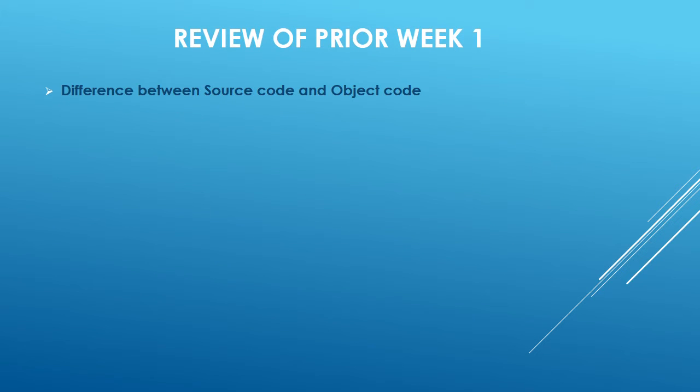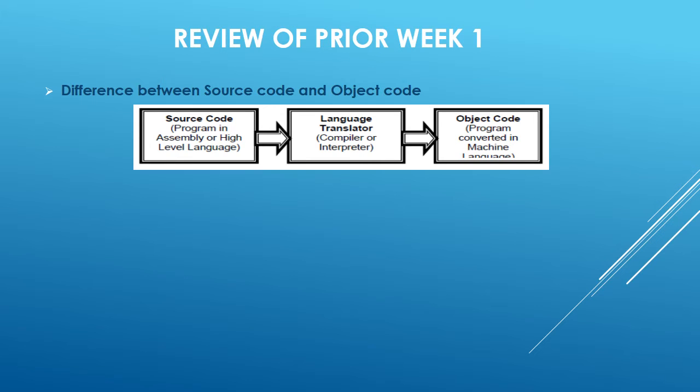Then we discussed the difference between the source code and the object code. A program written in assembly language or any high-level language is known as the source code. So the instructions that we write in any programming language, which is either high-level language or the assembly language, are known as the source code. Object code is the program converted into machine language using any of the language translators, whether it's a compiler, an interpreter, or an assembler.